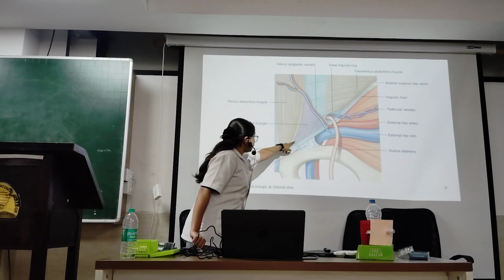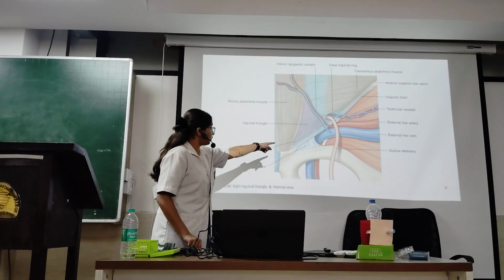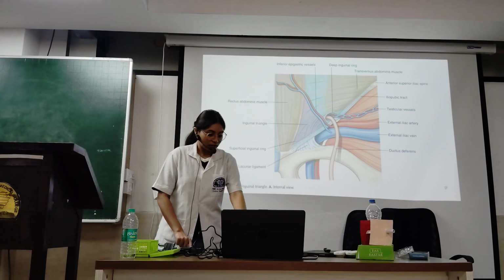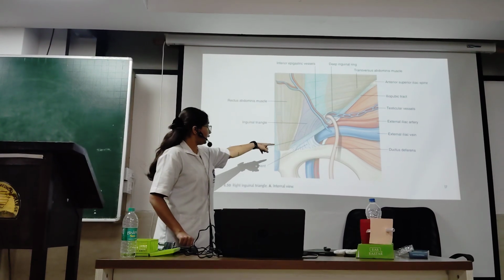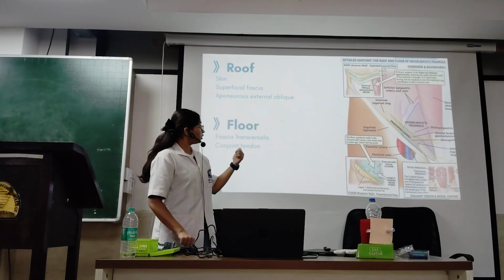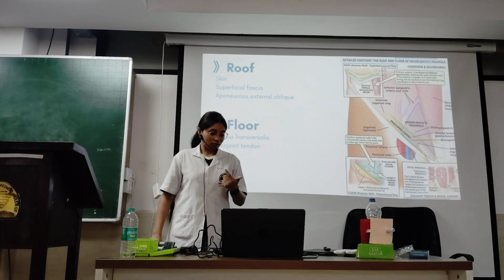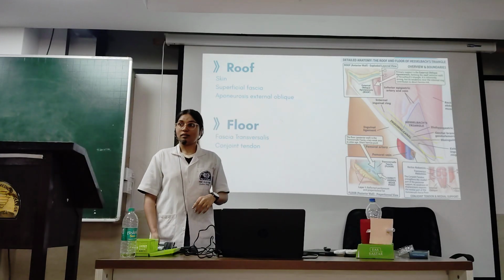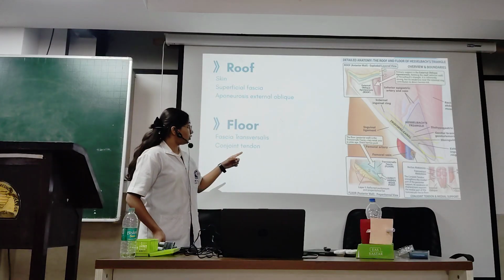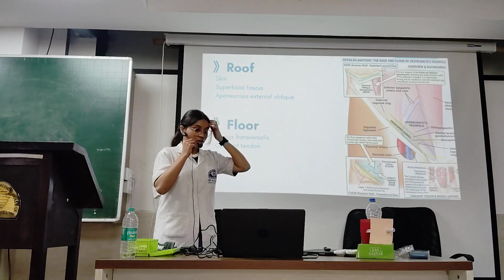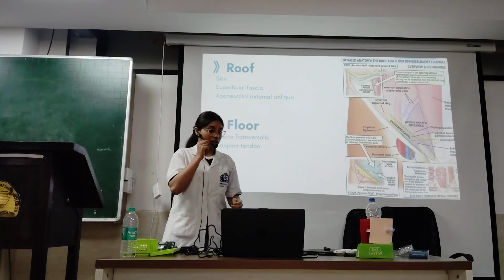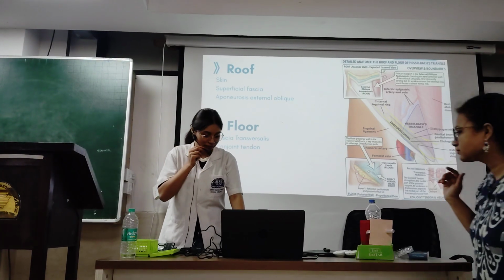Here is the opening of the superficial ring of the inguinal canal, and we can say that the direct hernia which happens is mainly in the superficial ring and in this Hesselbach's triangle. So the roof is formed mainly by the skin, subcutaneous fat and aponeurosis of the external oblique, and the floor is formed medially by the conjoint tendon and fascia transversalis.